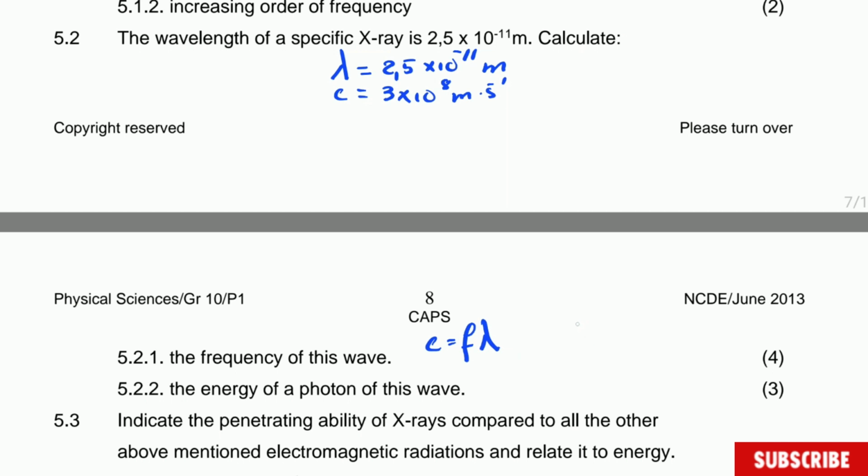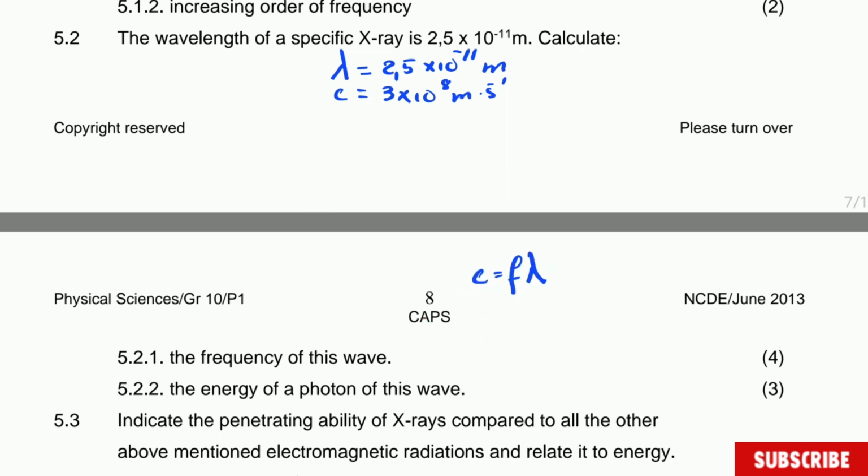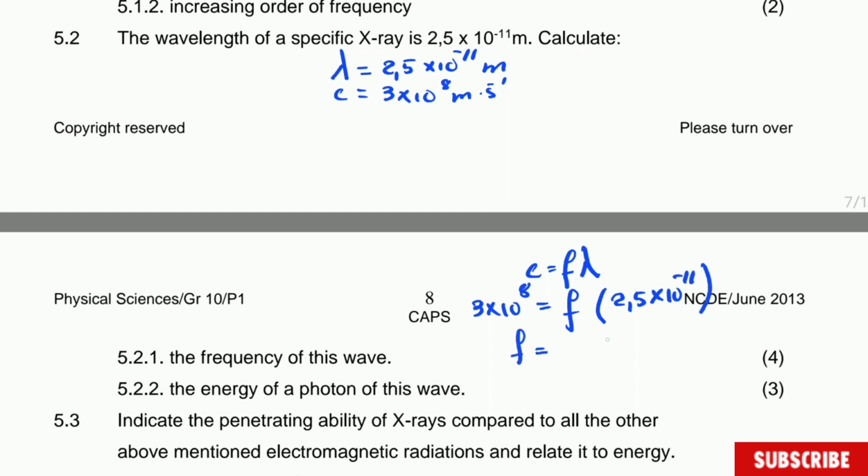And if you substitute everything here, let's just move it a little bit up here so we can answer that question. So we have c, that is 3 times 10 to the 8. This is equal to frequency, which we are looking for, multiplied by the wavelength, which is 2,5 times 10 to the power minus 11. When you solve this one, you get that the frequency is going to be equal to 1,2 times 10 to the 19 hertz. It is really simple to calculate.